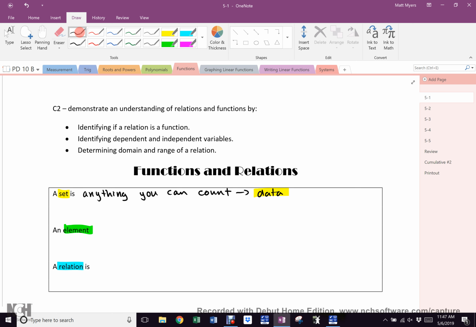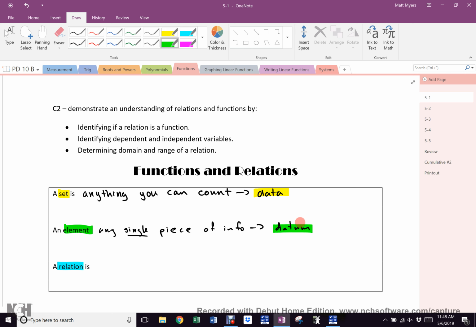Element. Any single piece of info. Elements are datums. Data is the plural of datum. Sets are data. They are made up of single pieces of information, which are datum, all right?